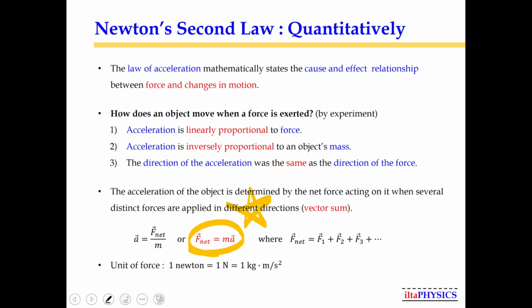Here, the force we are talking about means the net force. Because as we discussed before, when more than one force acts on an object, the total or net force is the vector sum of all individual forces. The unit of force is named after the scientist Newton, and we call it a Newton. From the equation, we can see that 1 Newton equals 1 kilogram times 1 meter per second squared.